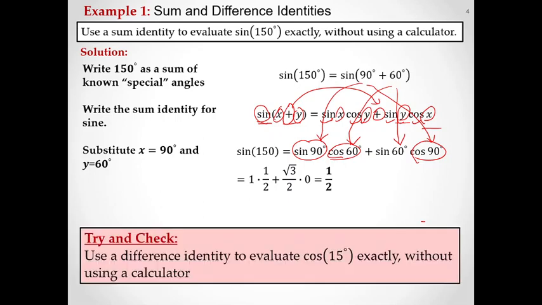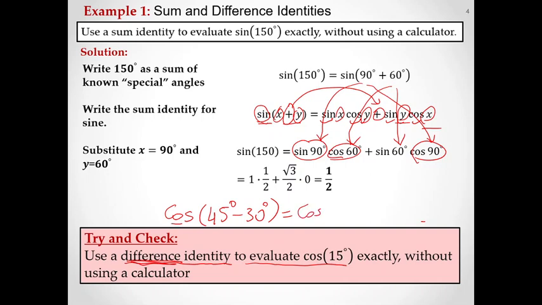Now let's do the try and check. Here it says use the difference identity to evaluate cosine 15. Now here, how can we use it? I can use 45 minus 30 degrees, or I can use 60 minus 45. These angles, we know them. We know their values, so we can use them.